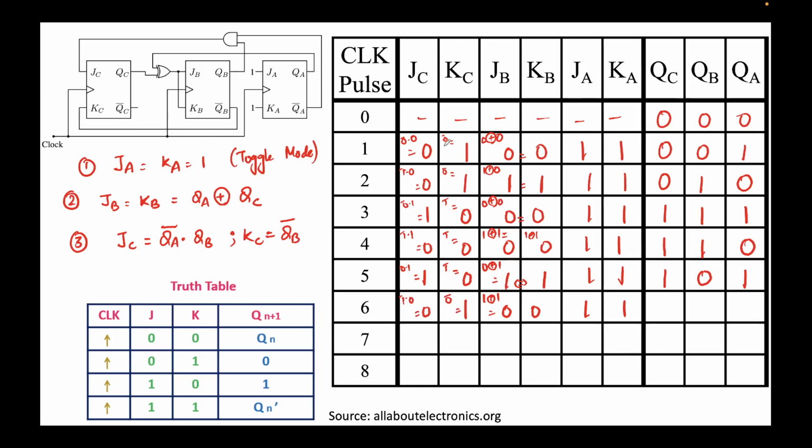Let's populate QC. QC is output of JC, KC flip flop. That is 0, 1. 0, 1 means second row. Second row means the output should be 0. The output should turn to 0, so the output will become 0 here.